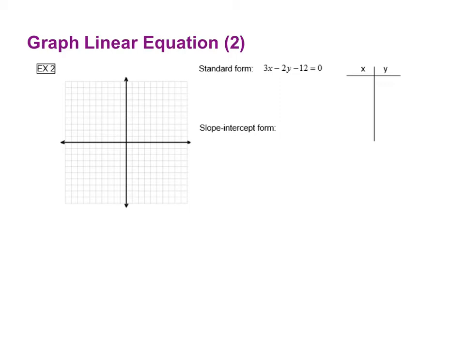Do you see how you've got your 3x minus 2y, but you've got this negative 12? We need to get that to the other side. So I'm going to add 12 to both sides. So really we have 3x minus 2y equals 12. That is standard form. So remember we're going to make the x a 0 and then make the y a 0. It's going to give us our two ordered pairs.